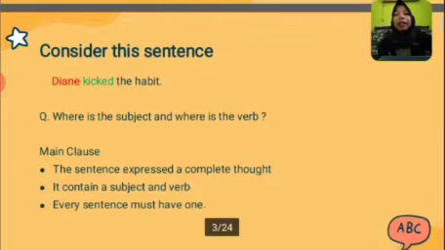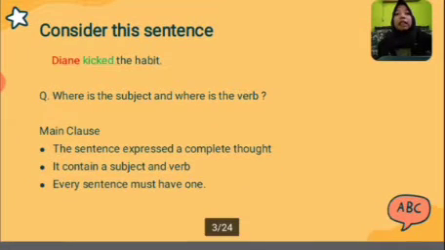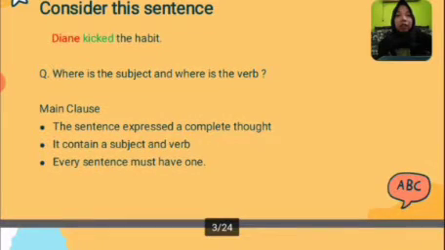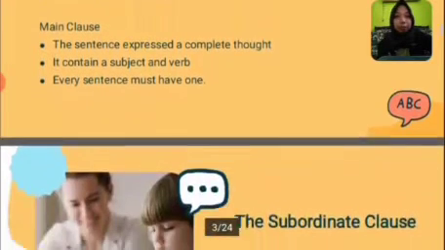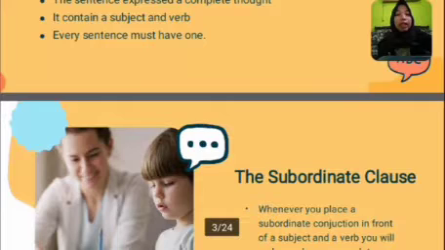Okay, the main clause should be a sentence that expresses a complete thought. It contains a subject and a verb, and the last is every sentence must have one. Okay, the next is the subordinate clause.